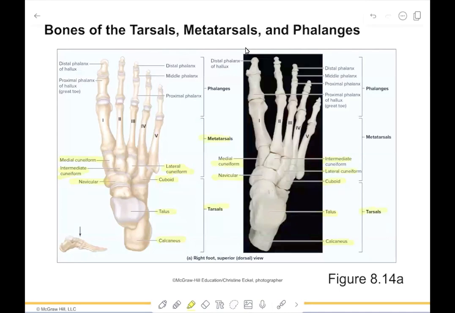The metatarsals are numbered 1 through 5 based on which toe they're on. Then we have the phalanges, and remember there's 14 of those, but there's only 2 in the great toe: the distal phalanx of the hallux and the proximal phalanx of the hallux. In the rest of them, there's a distal, middle, and a proximal phalanx to make up the phalanges. And that's the rest of the appendicular skeleton.